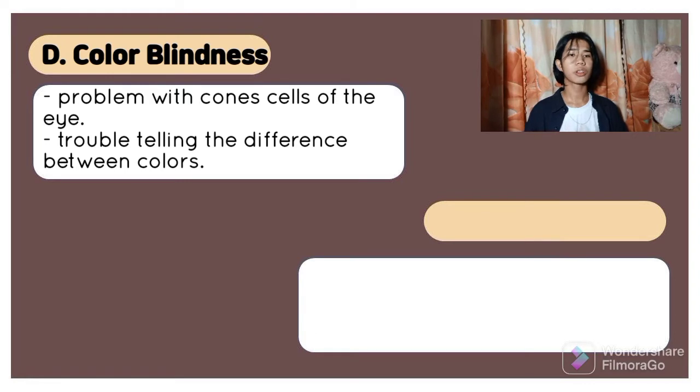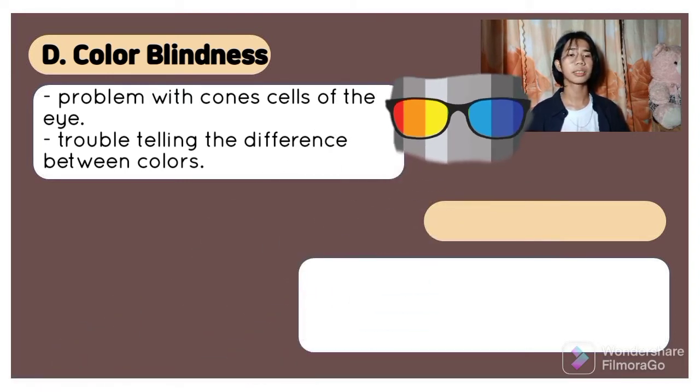Color blindness is also part of visual impairment. I know that some of you are aware of this condition. This is a problem with the cone cells of the eye, causing trouble telling the difference between colors. So if you have this condition, it means you see colors differently than most people do.